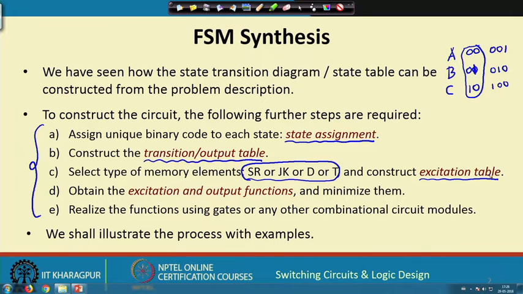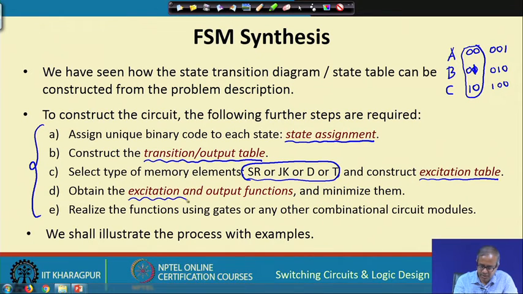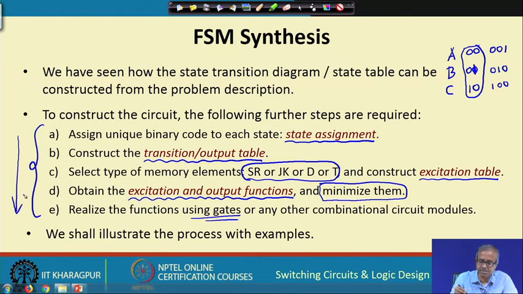Now, you recall when we had discussed the various kinds of flip flops, we talked about the excitation requirement of the flip flop. For example, for a T flip flop, if you want to go from state 0 to state 1, we have to apply T equal to 1. So, for every pair of present state and next state, you know what exactly you have to apply to the inputs of the flip flop. So, accordingly you construct the excitation table, and from that table you can obtain some functions. One is called the excitation function, the other is called the output functions, and once you get them, you can minimize them, and once you have minimized, you can realize them using gates or using any other modules as you feel like. Now, let us illustrate the steps that I have mentioned through some examples.